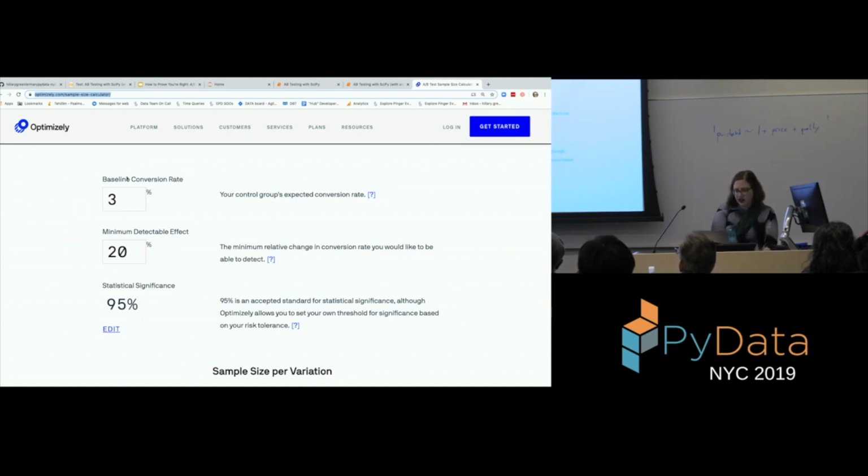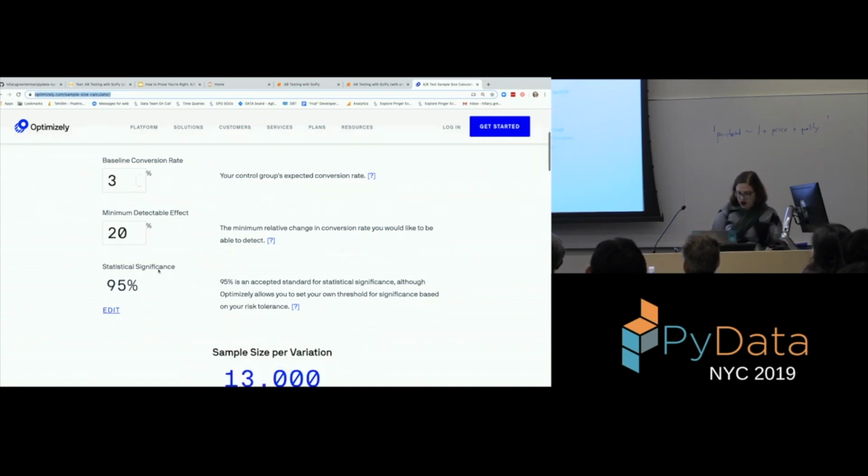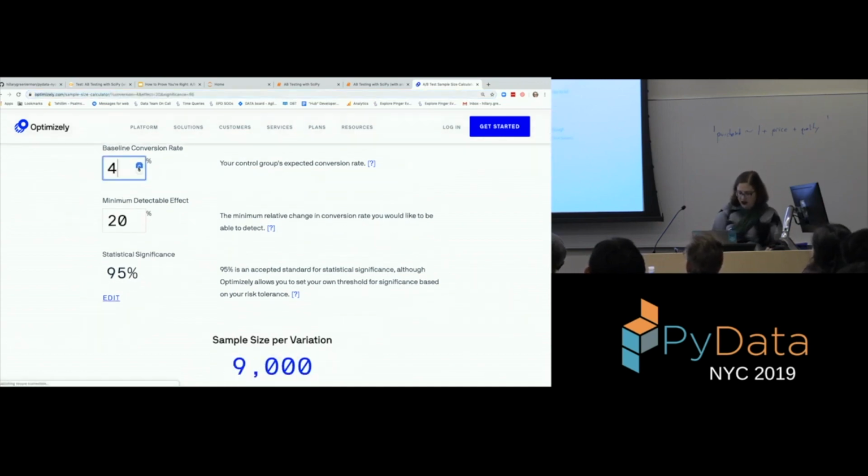The first thing it asks you is a baseline conversion rate. What that basically means is, what do we think the click-through rate for A is? And remember, as we noticed before, as this increases, your necessary sample size decreases. So let's set it at 5 like we had before. Minimum detectable effect size. This is the most complicated part. This is how sensitive we want our test to be.